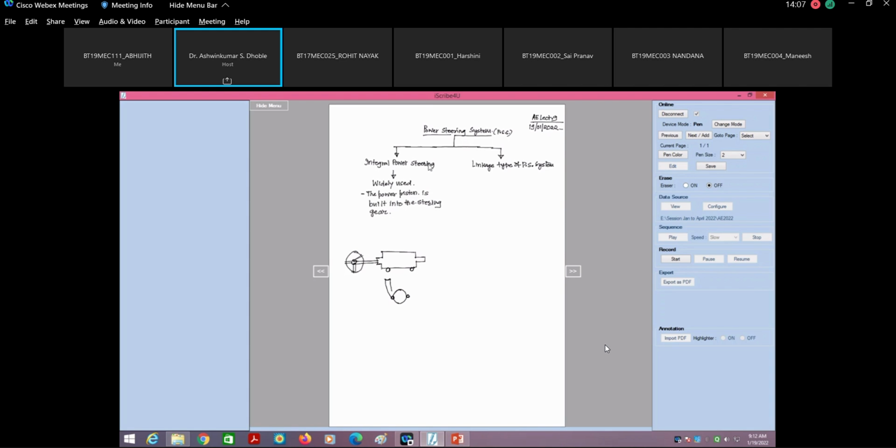These are the hoses. By the way, what do you mean by hoses? Have you seen a hose by any chance? Sir, hoses aapne dekhe hai kya?